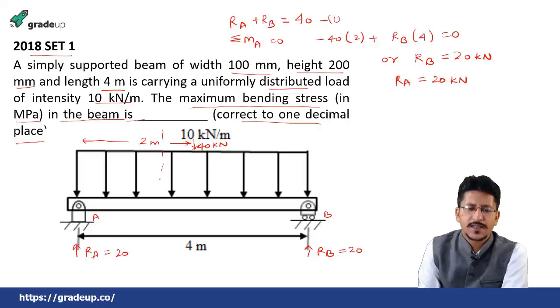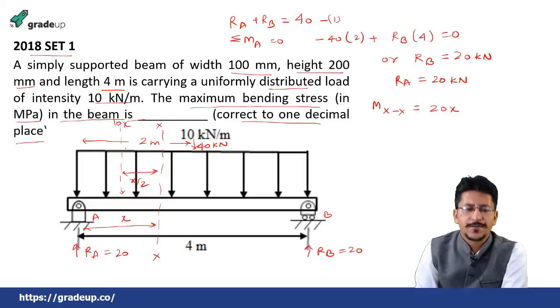Just take a section XX at a distance of x from this point A, and find out the bending moment at that section. XX will be equal to how much? 20 into x, positive, minus, because there will be a load acting like this, that will be 10 into x at a distance of x by 2 from here. So 20 into x minus 10x into x by 2. So this will be 20x minus 5x square.